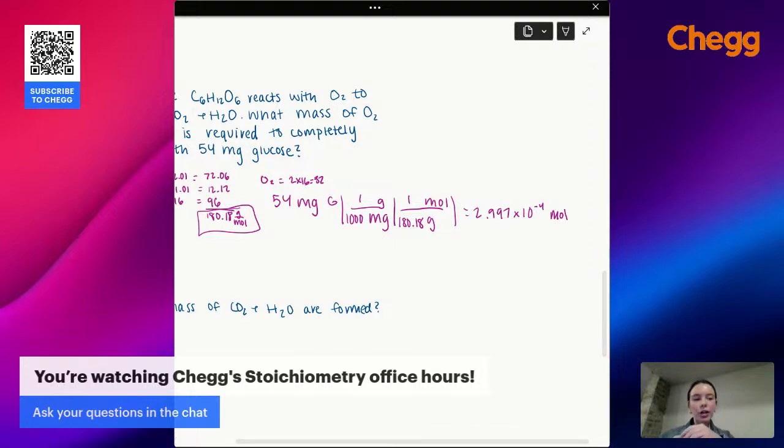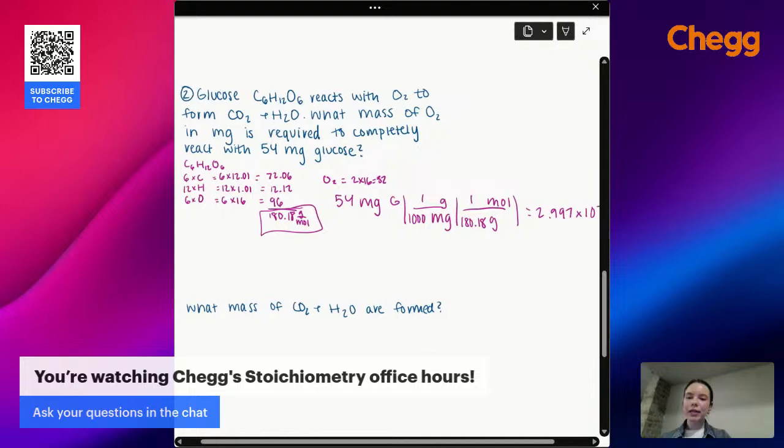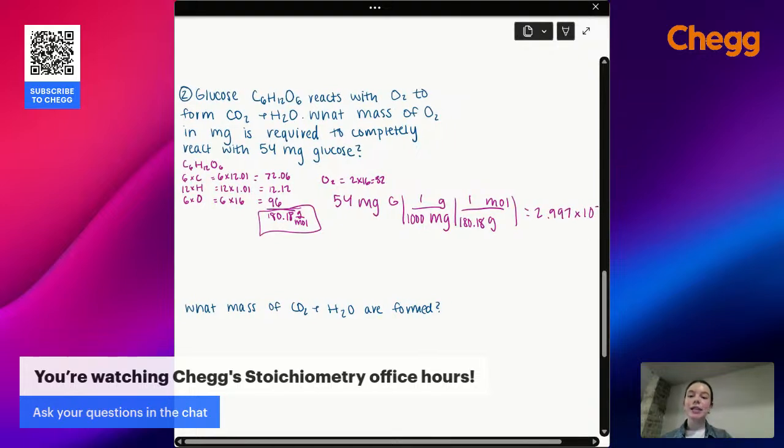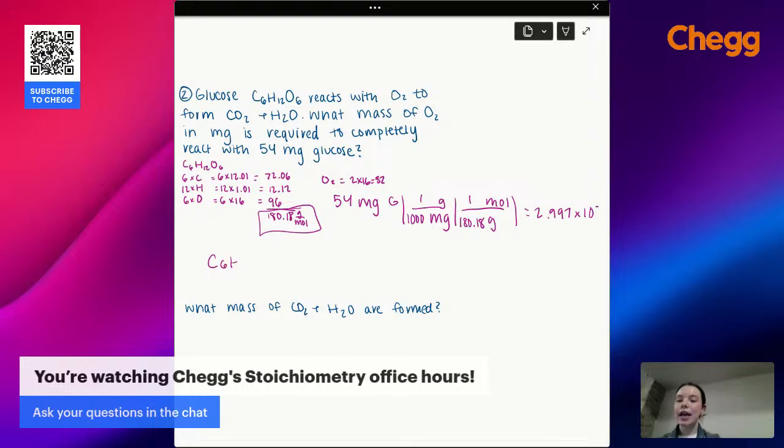We're going to work on this a little bit more later, but the key for something like this is we need to balance a chemical equation. So we would do C6H12O6. It reacts with O2 like we see here, so we need the O2 on the left side of the problem, plus O2 yields CO2 plus H2O.